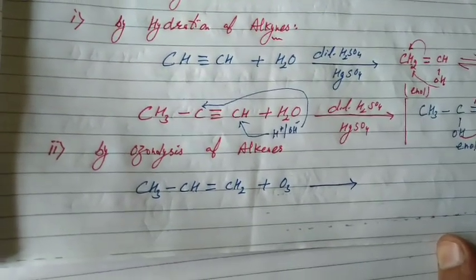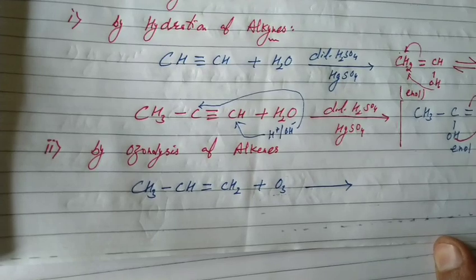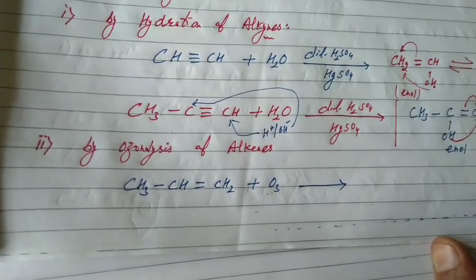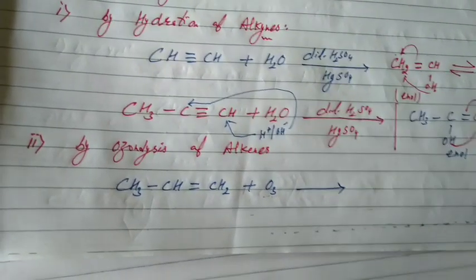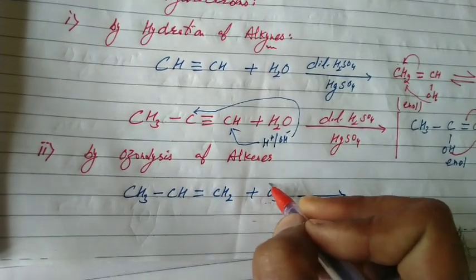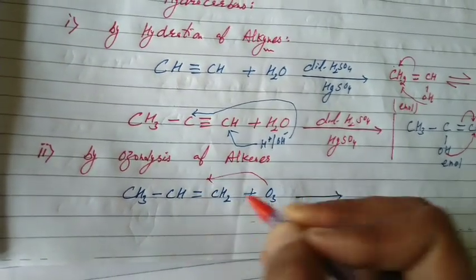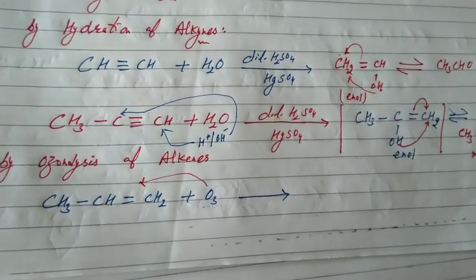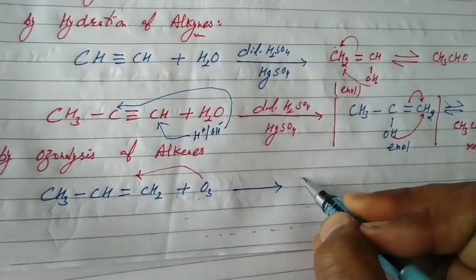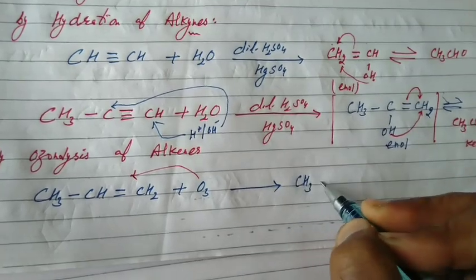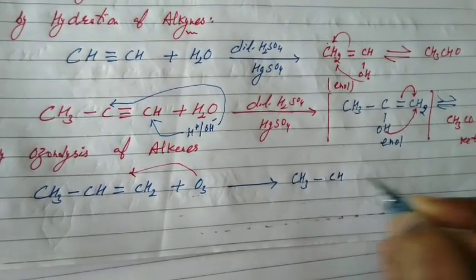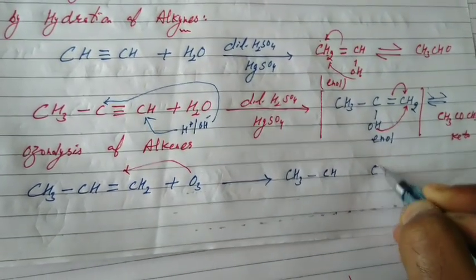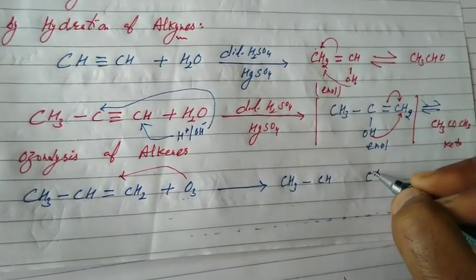Ozonolysis is the reaction with a molecule of ozone. In the ozonolysis reaction, the molecule of ozone attacks at the position of unsaturation. What happens, students, in the ozonolysis reaction? Please try to understand: each unsaturated carbon atom forms two bonds with the oxygen atoms of ozone.